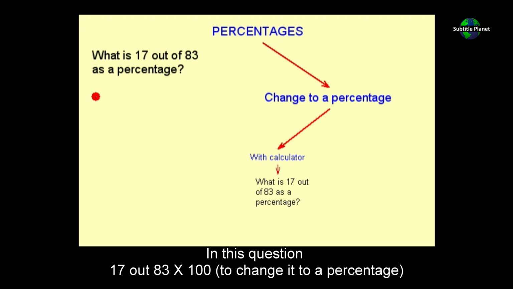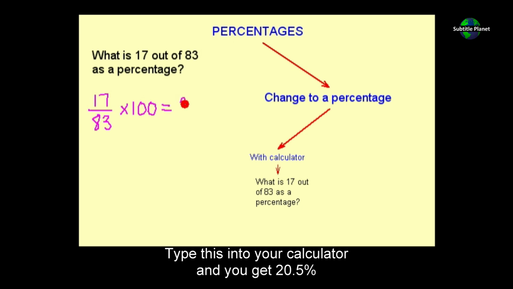In this question, 17 out of 83 times 100 to change it to a percentage. Type this into your calculator and you will get 20.5%.